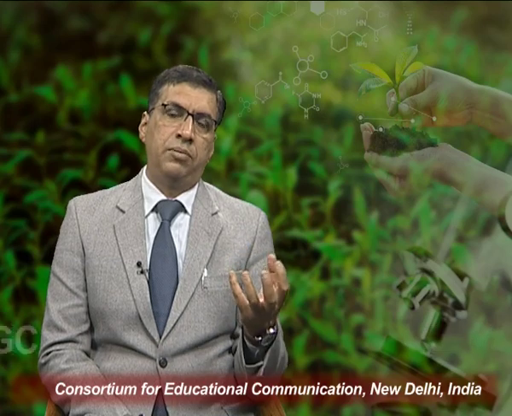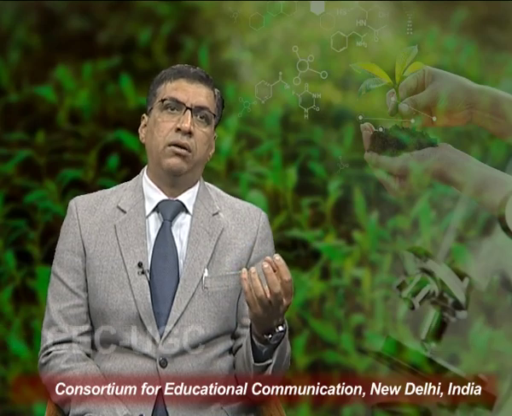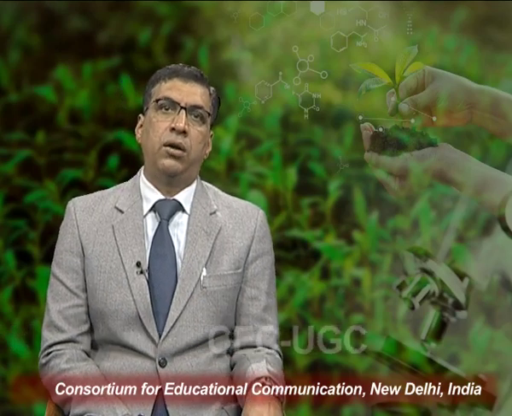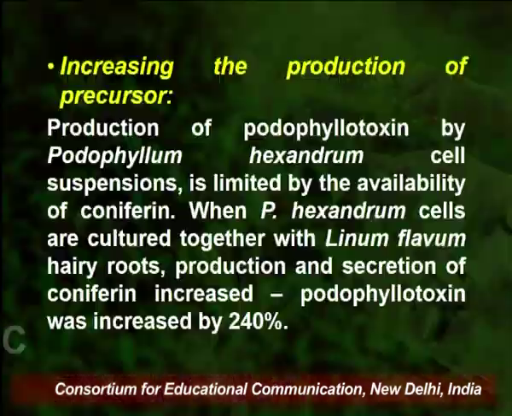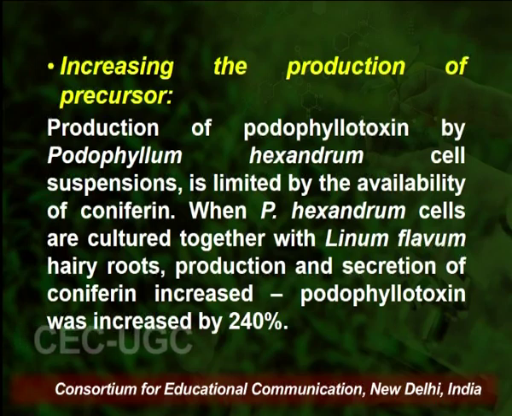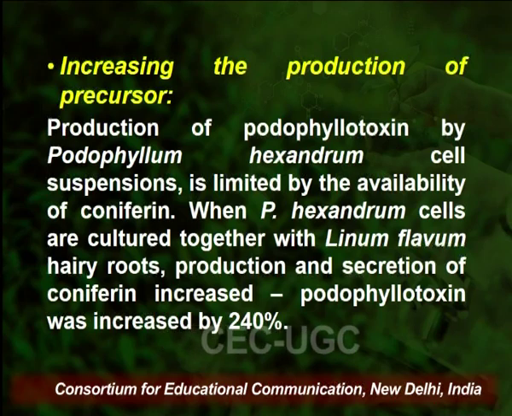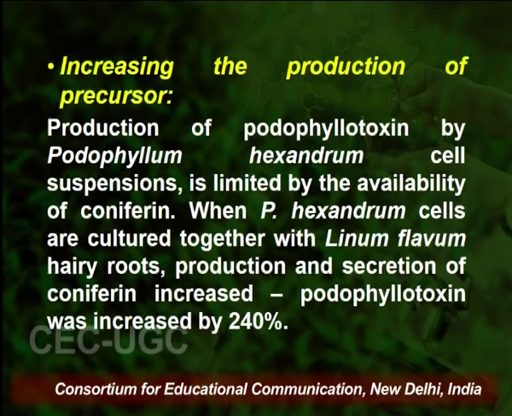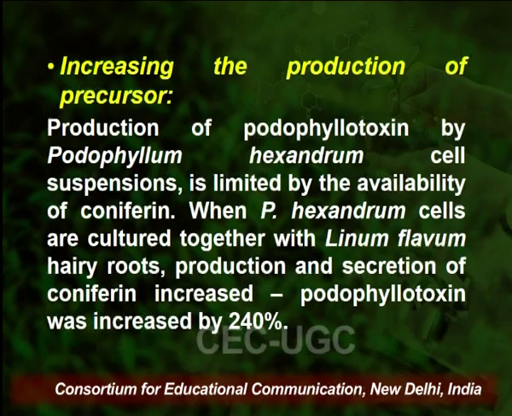Say, for example, if the precursor is being synthesized in a very small amount in the plant matrix, we can devise a mechanism to enhance the production of that precursor, which leads to the enhanced production of the desired secondary metabolite. And how can it be done? I have taken an example. It was observed that production of podophyllotoxin, which is a very well known anti-cancer lignan compound, by Podophyllum hexandrum cell suspensions was limited due to the availability of coniferin, which acts as a precursor for podophyllotoxin.